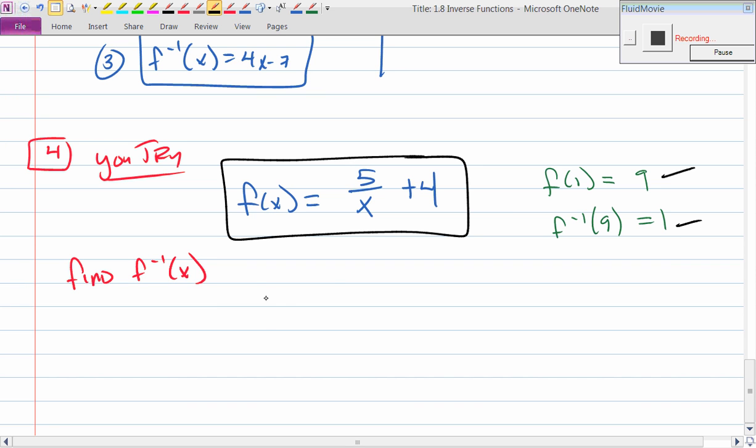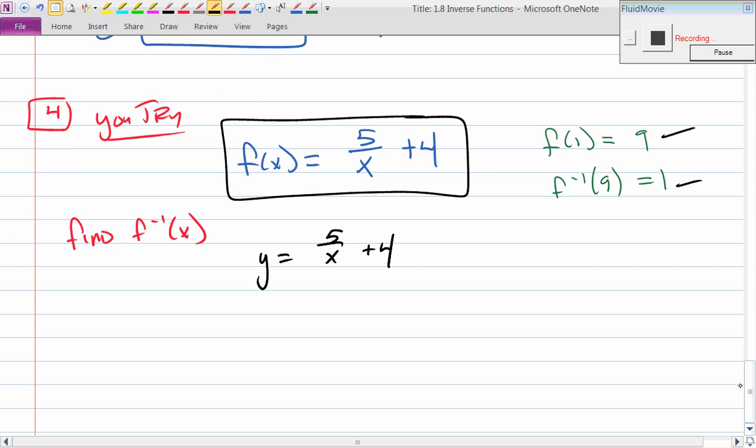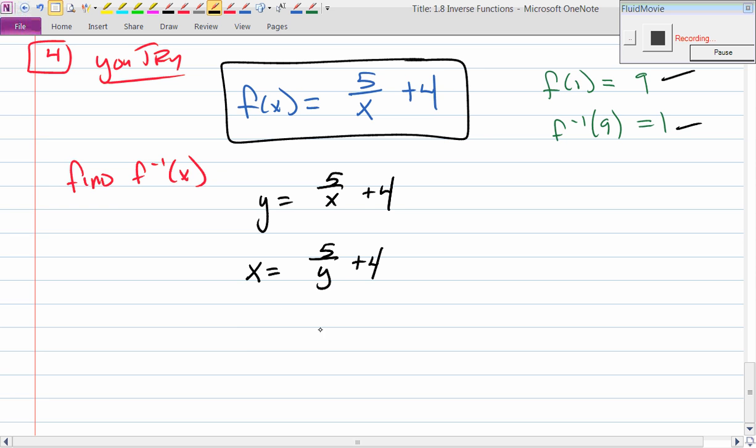So first thing we're going to do is say y is equal to 5 divided by x, and then plus 4. I think everybody got there. That's no problem. Then we're going to switch the x and the y. So x is equal to 5 divided by y plus 4. Again, still no problems here. Then we're going to subtract 4. x minus 4 is equal to 5 over y.